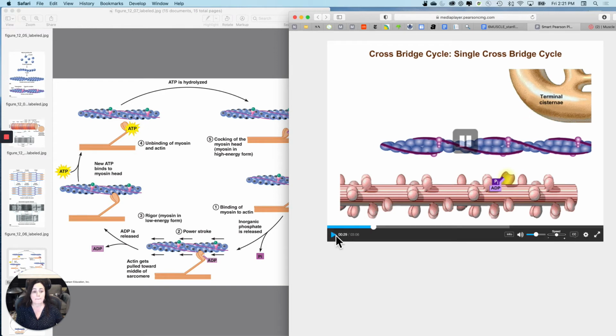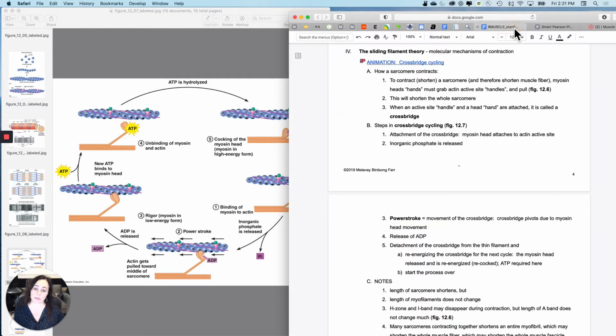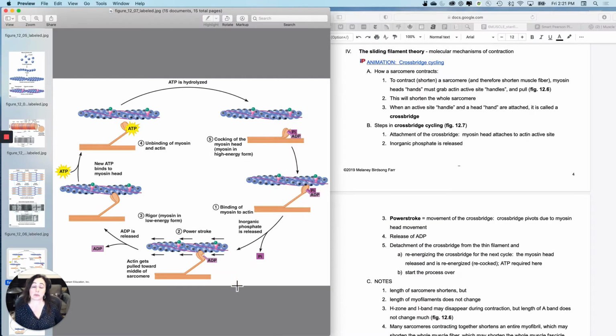Okay. All right, so now we have to add in where the ATP is used, because you guys, of course, know that skeletal muscle contraction is really, really energetically expensive. And what I would think when I was looking at this is that the ATP might be used for the power stroke, but actually that's not where the ATP is used.